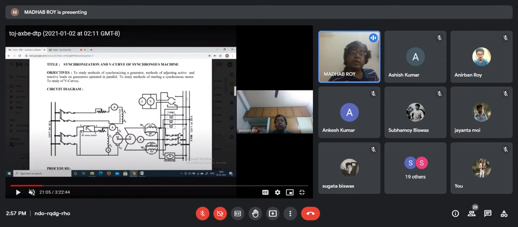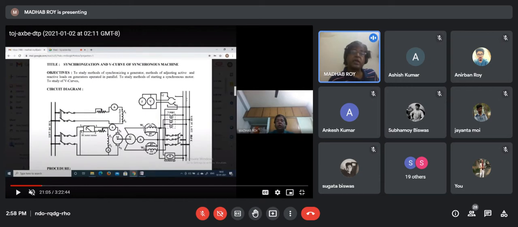And before connecting, this is the main connector which will parallel this bus bar and the generator. But before connecting, you have to check whether this generator has the same phase sequence as this, whether it has the same voltage level as this bus bar, and whether the frequency is the same.